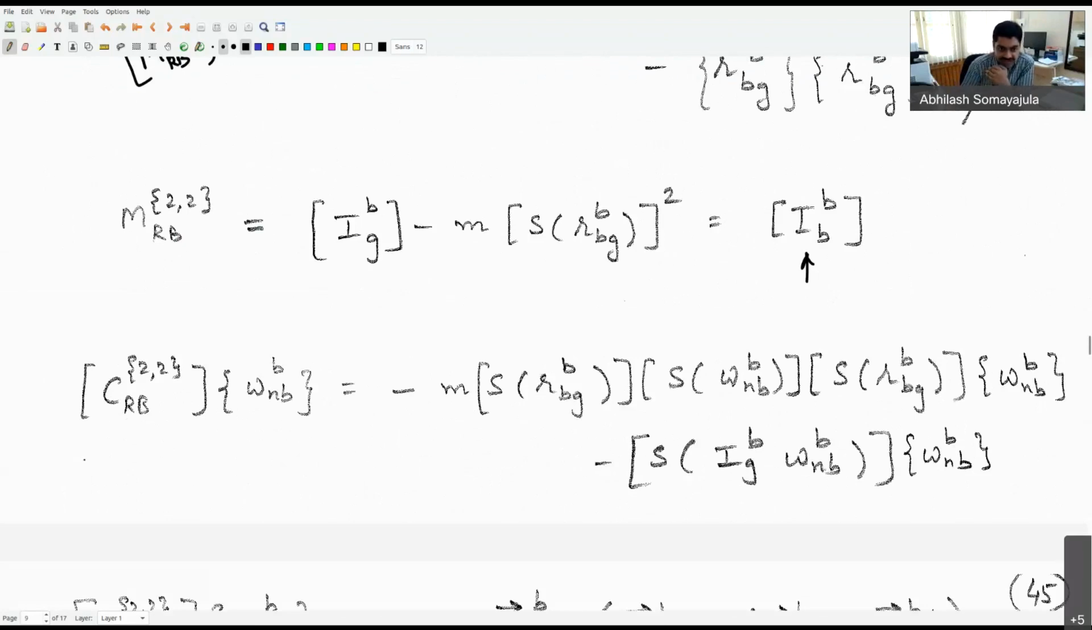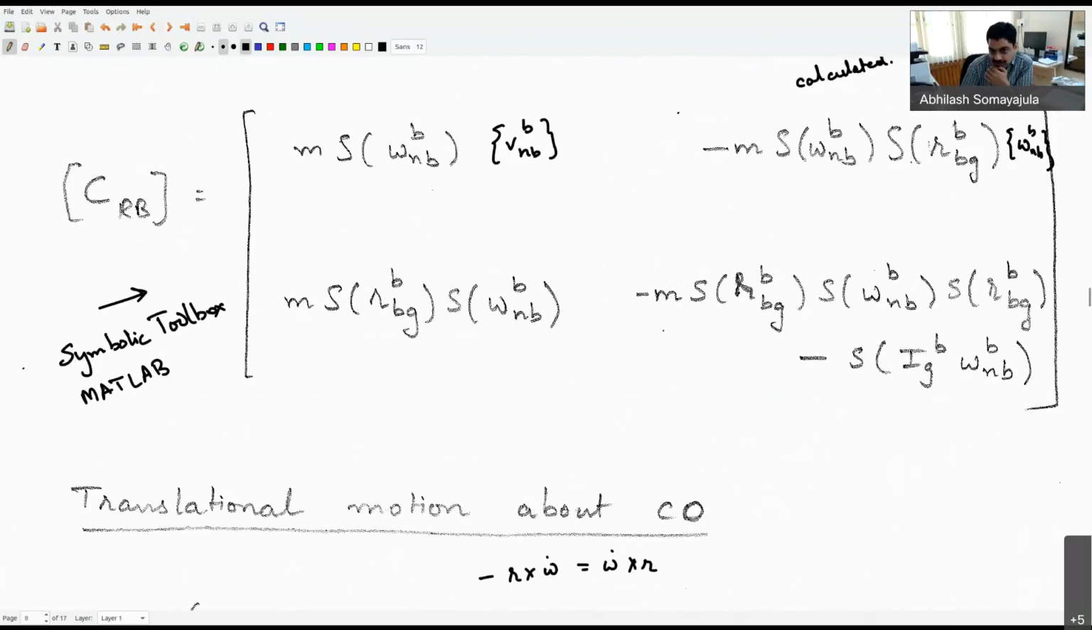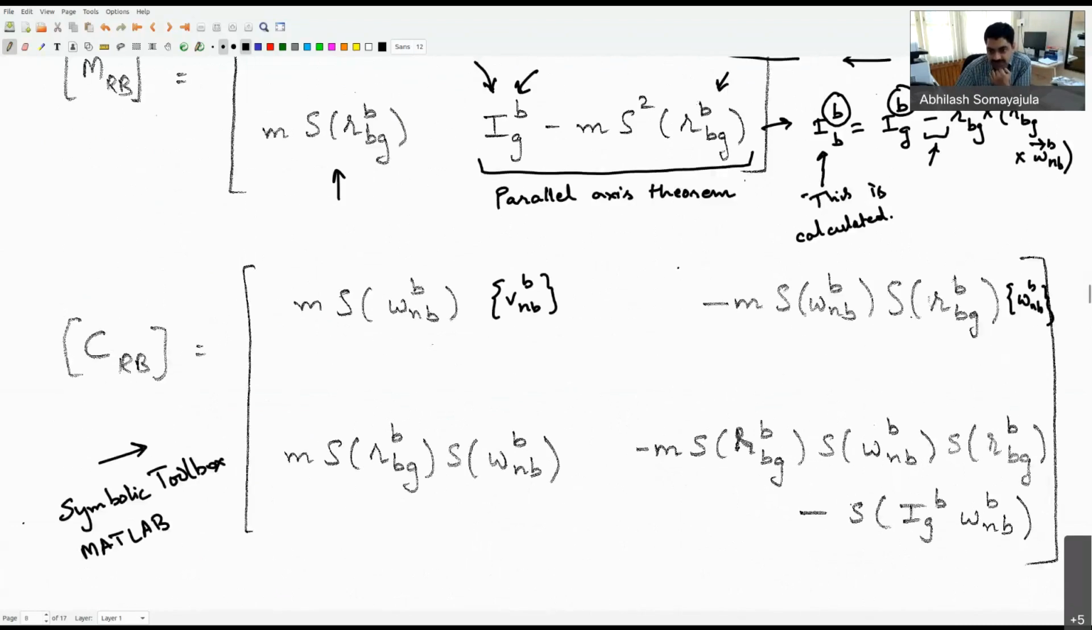So what was it originally? This CRB22, which is this matrix bottom right half, you see has two terms, right? M of S RBG, S of omega, S of R, minus S of IG times omega. This is what we had here. That term we are going to simplify a little bit so that it is better expressible when we write down our equations of motion about the body fixed frame.